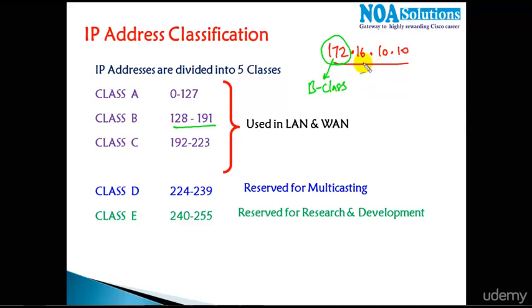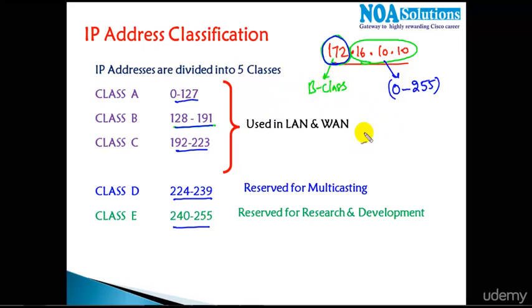Remember that. The remaining 3 portions can be anything between 0 and 255. But if the first portion is in the A range, it will be referred to as an A class address. If it is within the range of the B class, it will be identified as a B class, or it can be a C class, D class, or E class. There is a difference in each and every class. We'll get into that in more detail, but the first thing is to identify the class.